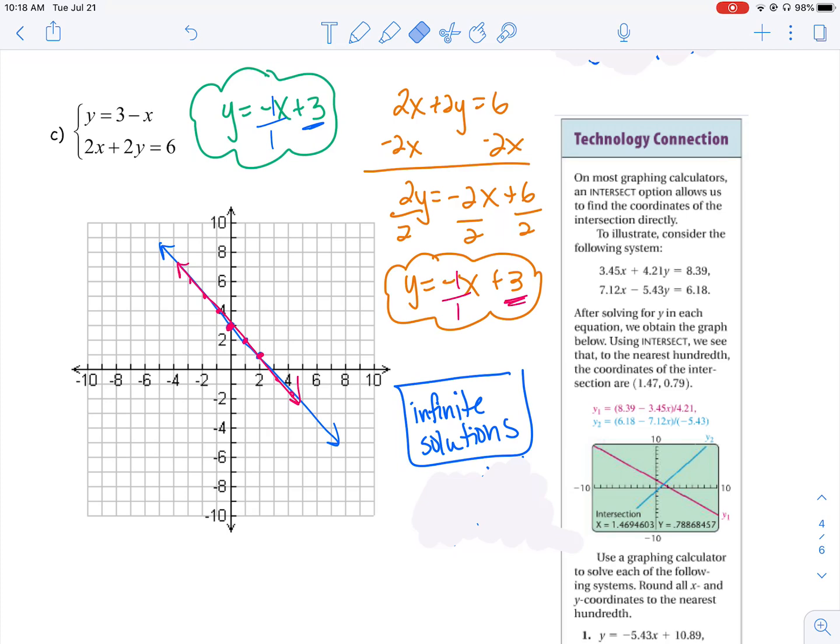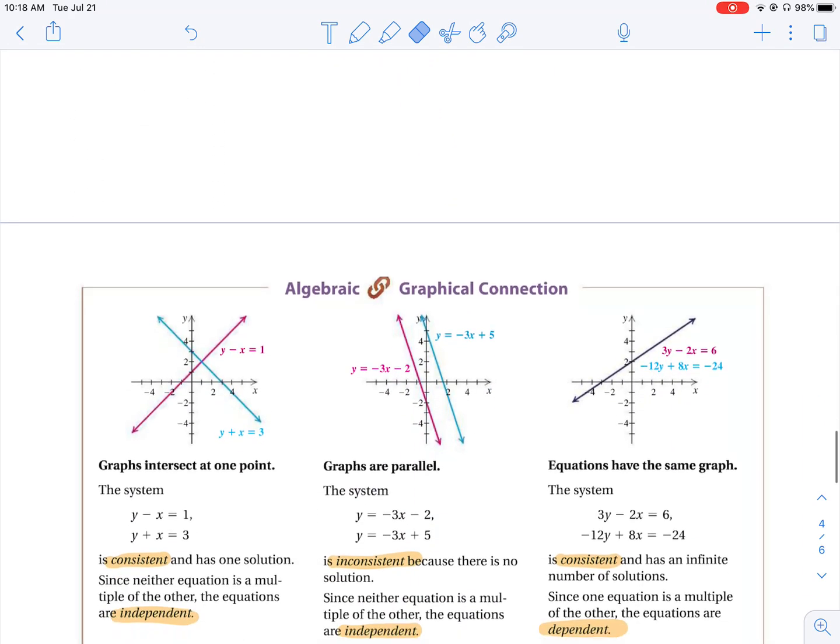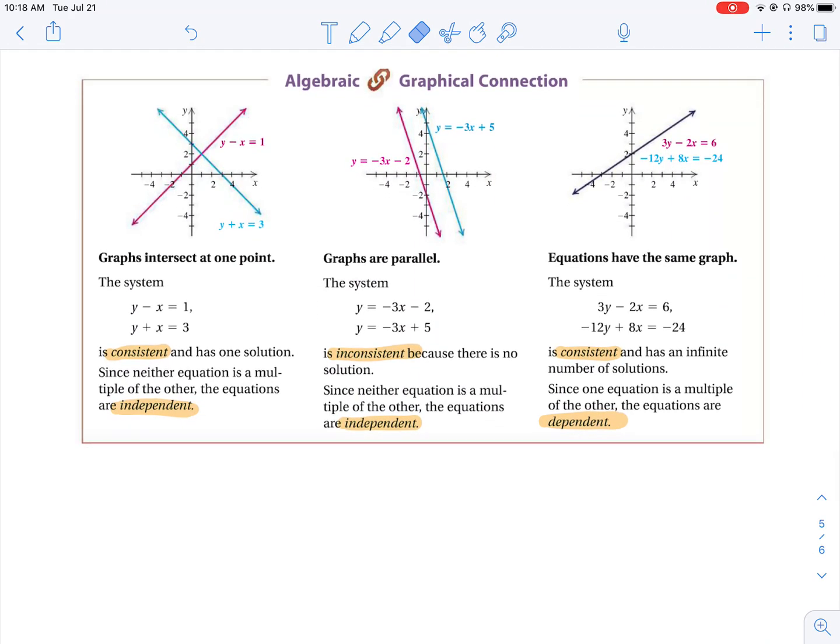So there's three different types of systems. You can still solve them by graphing, but as soon as you graph them, you've got to figure out where they touch or how many times they touch or intersect. All right, the last little thing we're going to talk about is some words we can use, vocabulary we can use when it has one solution, no solutions, or multiple solutions.